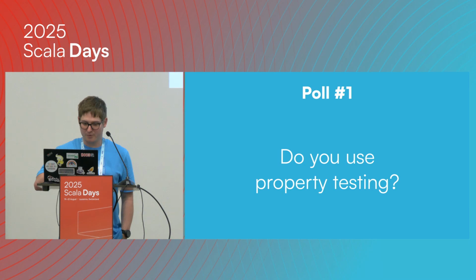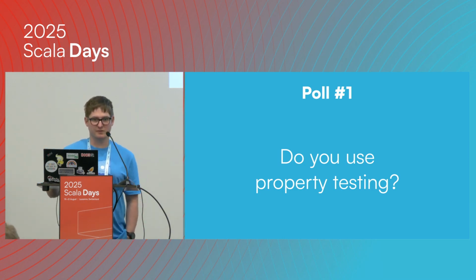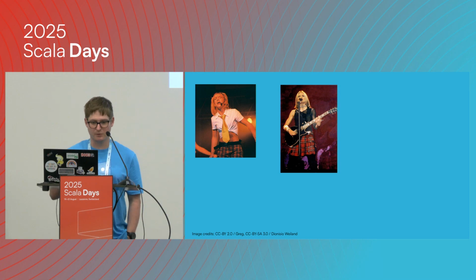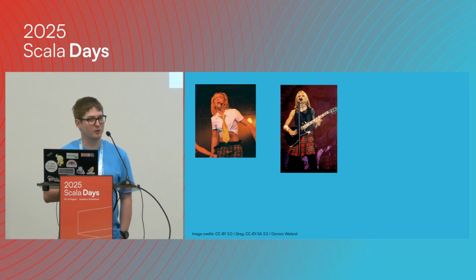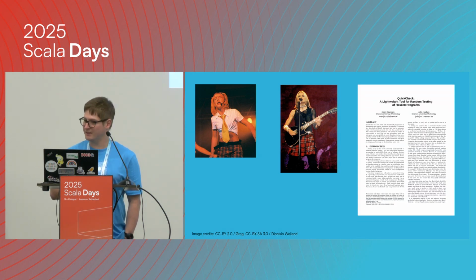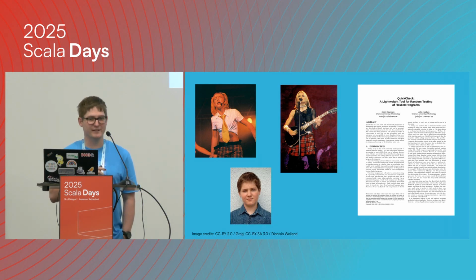Does anyone know when property testing got introduced? Any rough idea, rough year? 40s, 60s? It's a bit later. So QuickCheck was first designed in 1999. In case you don't remember, 1999 was a very exciting year. Those two competed for the top one in the charts. Then this paper was written. And while all this was raging on, this was me in elementary school, completely unaware of any of this.